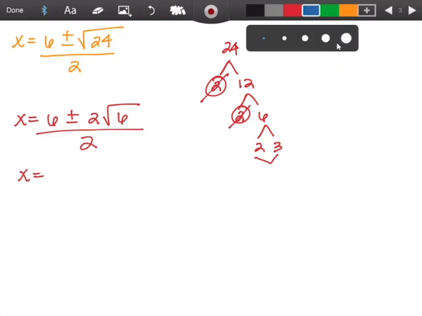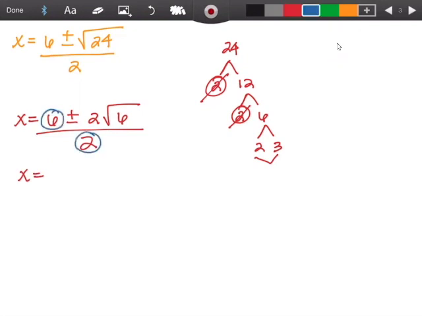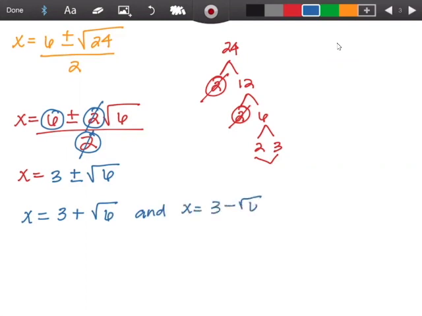Because these terms here are being divided, 6 divided by 2 is 3, plus or minus 2 divided by 2 is 1, so I don't need anything there, so that cancels out. And we cannot divide 2 with the radical of 6 because they're not like terms, all right? So then your answer is x equals 3 plus or minus the square root of 6. And you should write it as two answers, where x is equal to 3 plus the square root of 6, and x is equal to 3 minus the square root of 6.